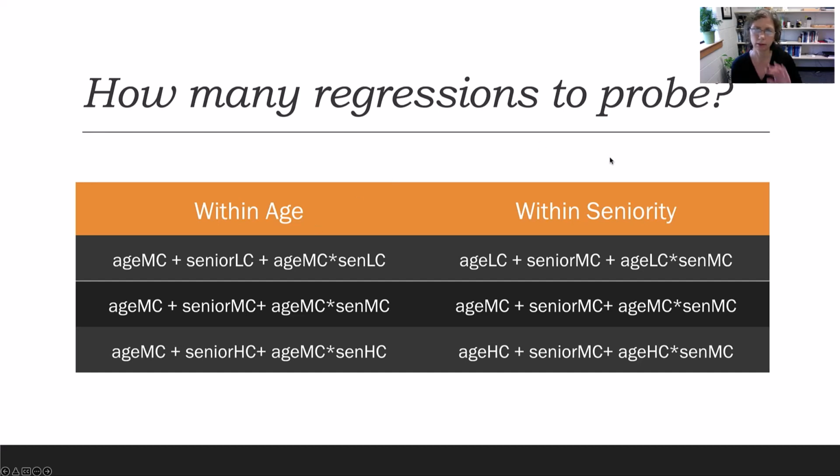Then we change it up, and we're going to look at seniority being the focal predictor, and then age will be the moderator. When age is low, what is the relationship between seniority and job sat? When age is average, what is the relationship between seniority and job sat? And when age is high, what is the relationship between seniority and job sat? A few.